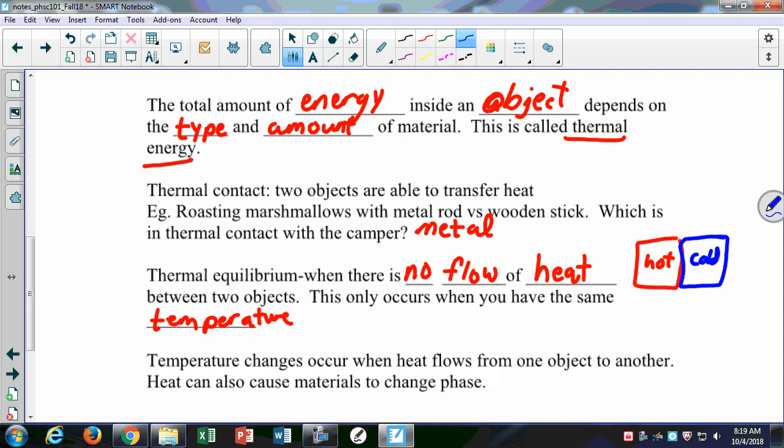I don't know why we draw cold objects blue, because you know blue is actually hotter than red. Y'all know that? Like the blue flames are hotter than the red flames. We'll talk about that when we get to light. But anyway, that's how we do it.